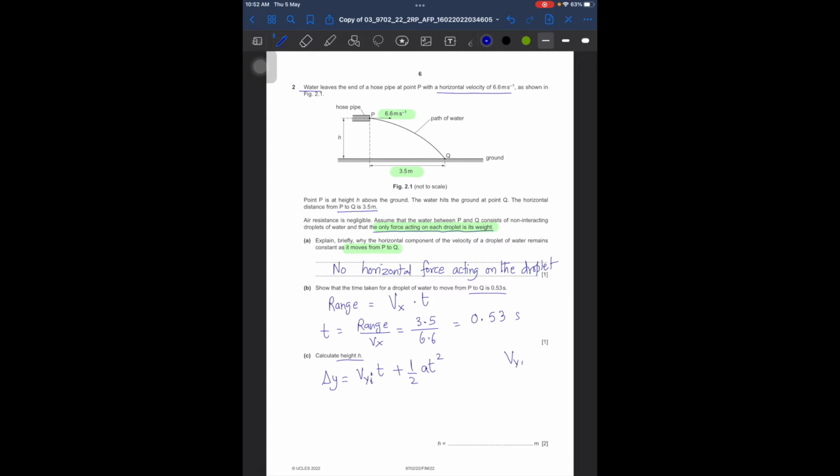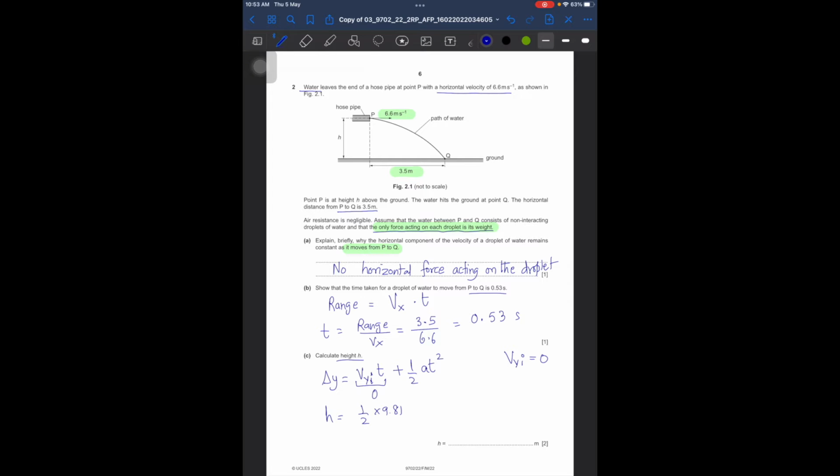Now Vyi. Think about it. What is it? The initial vertical velocity. Initially, how did we project it? We projected it horizontally, correct? So that means Vyi is 0. There was no initial vertical velocity. So this whole thing is going to become 0. Delta y is the h, height. Half acceleration due to gravity, I'm going to take it as 9.81.